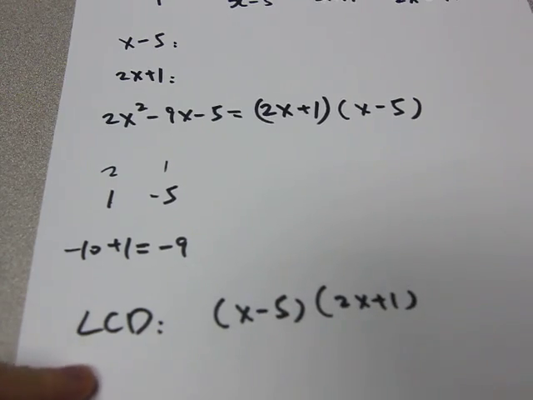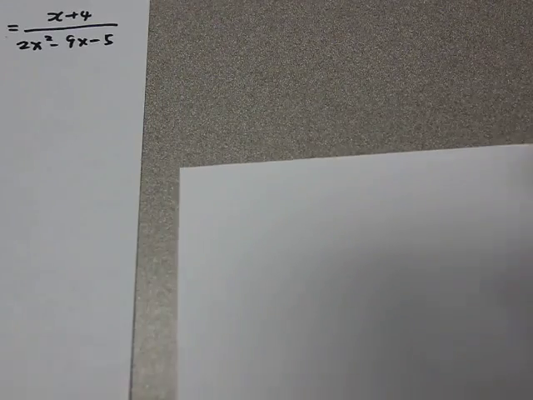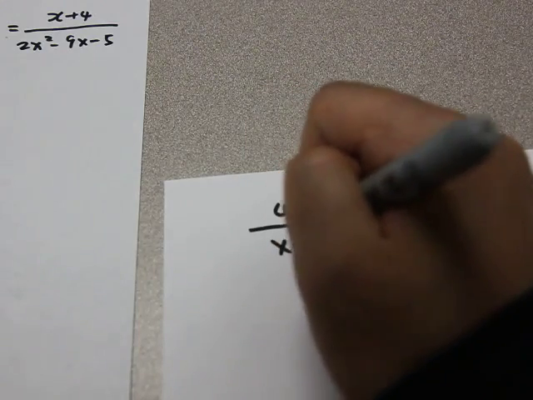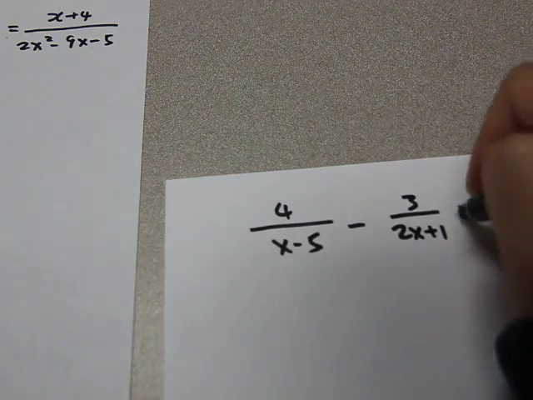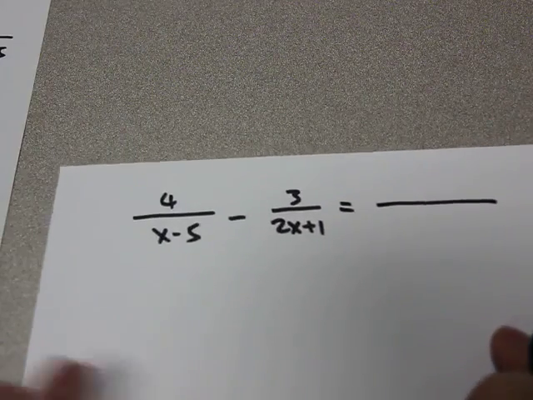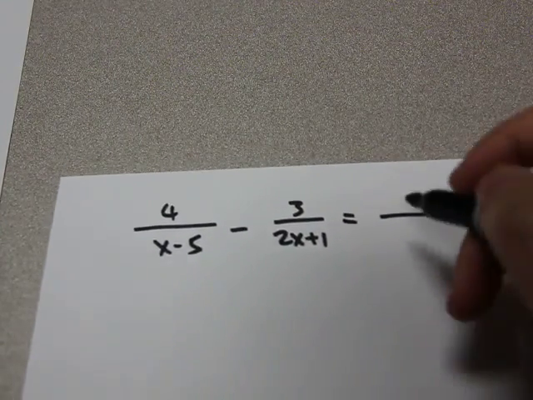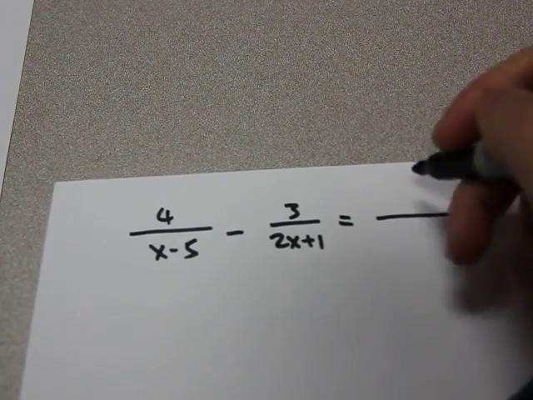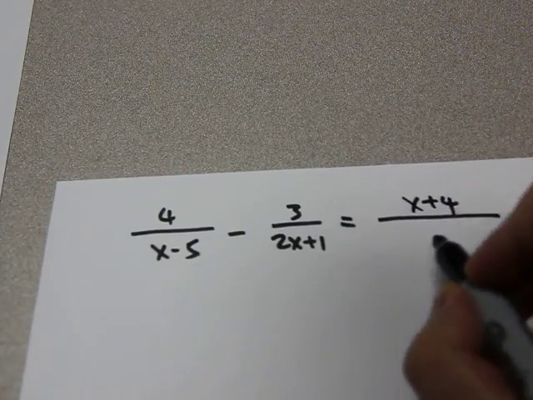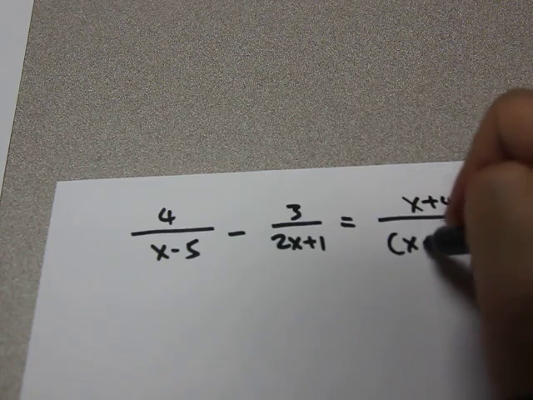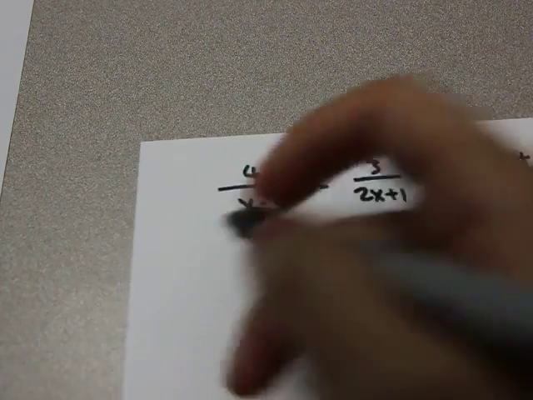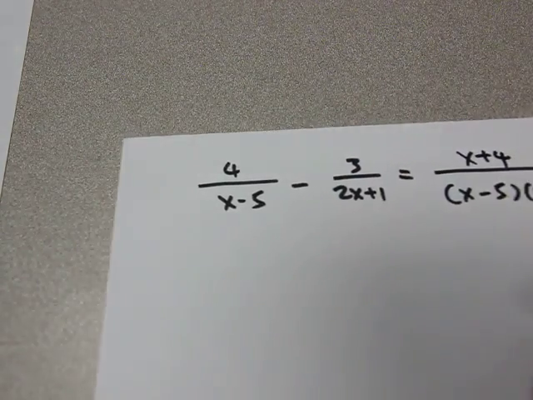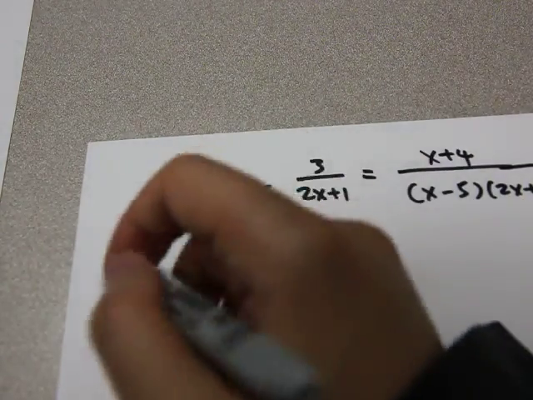Okay, and then we first rewrite the equation. We rewrite the denominator of the equation into the factored form. So this becomes x minus 5 times 2x plus 1. And then after that, we multiply both sides of the equation by the least common denominator.